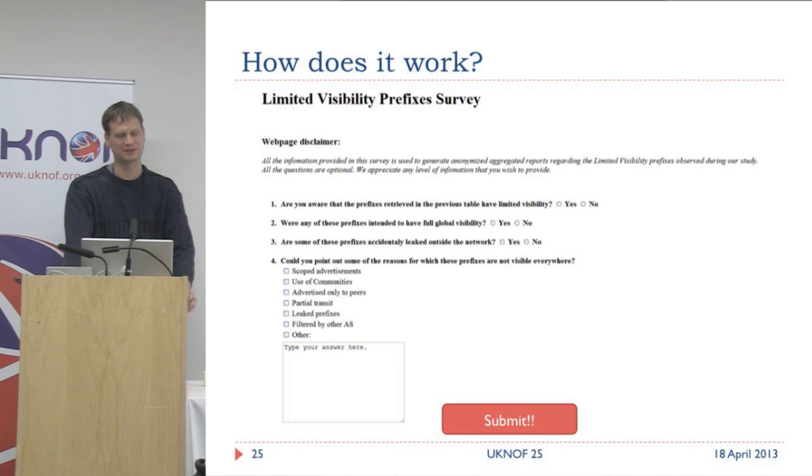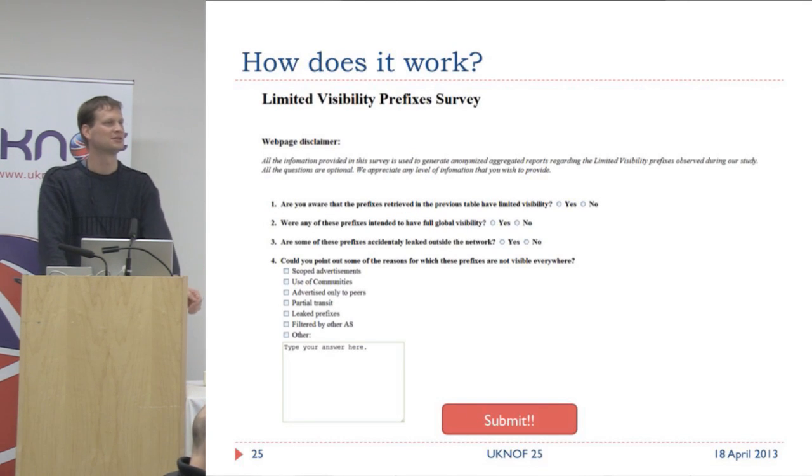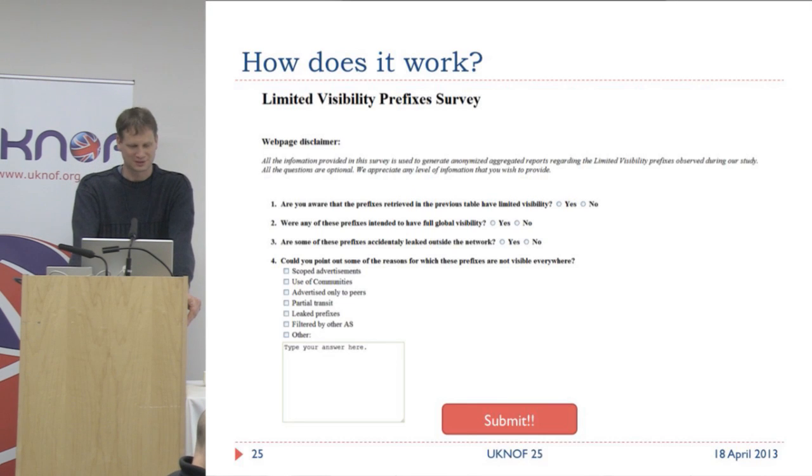So we ask a few questions there. For example, are you aware that they are limited visibility prefixes? Or did you intend that they be globally reachable, or should they have been staying inside the AS and not leaking outside? Is it accidentally leaking, or intentionally propagating? And you can also add some comments. We would appreciate some feedback here, so that we can better understand the cause of those limited visibility prefixes.